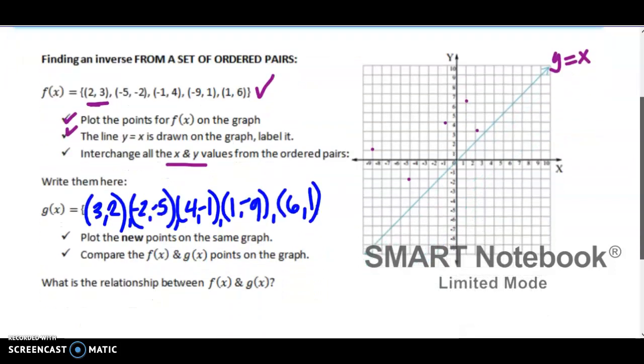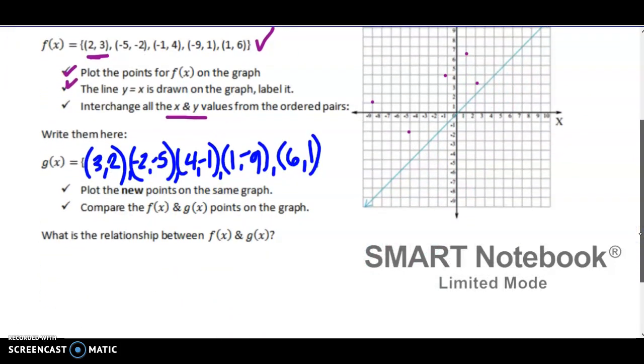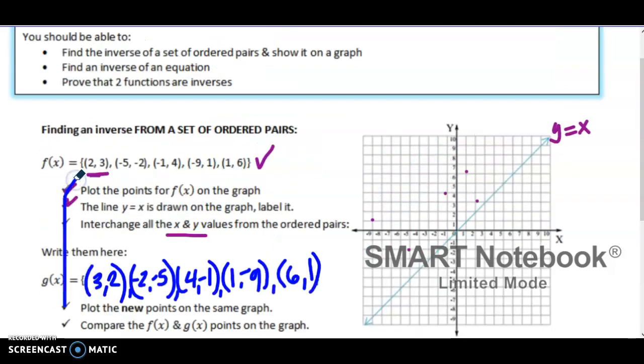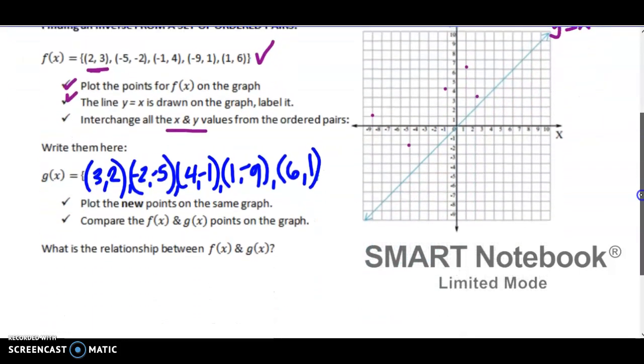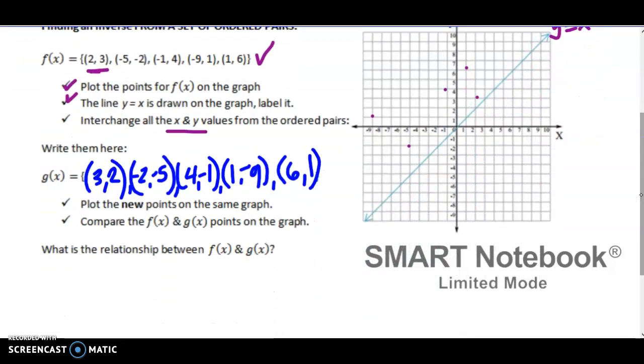And now what I want you to do is plot those values. So plot your new points. Right 3, up 2. So there's that first one. Left 2, down 5. Right 4, down 1. Right 1, down 9. And last, right 6, up 1.